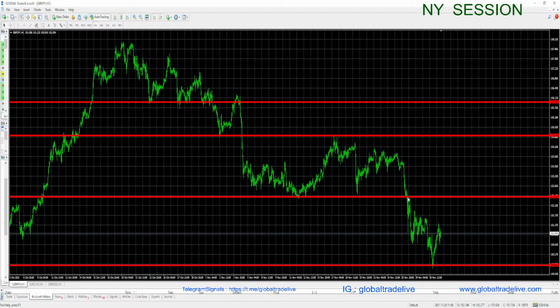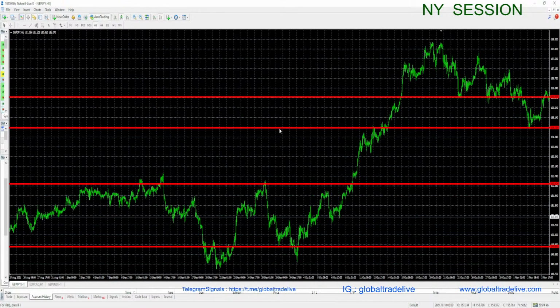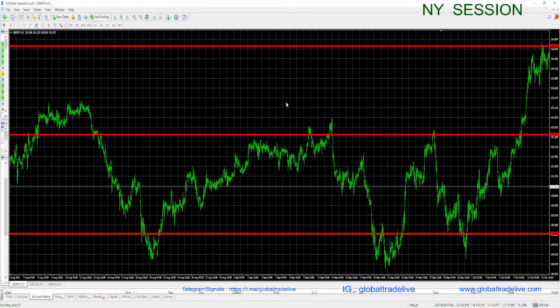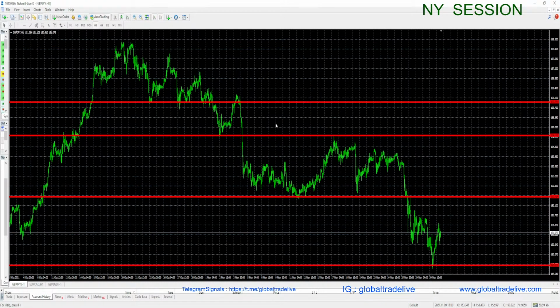Now it broke this one, so it will go up to test this area, which is at 152.424. And the probability of doing that is really high because GBP always moves in a pattern, okay? And if we also look at the history, the market always does this. And right now the trend is also good in GBP. I'm just gonna find some good buying opportunities.